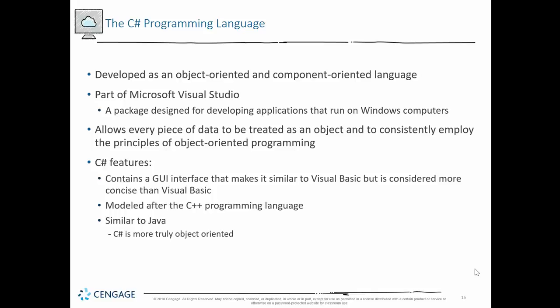C# allows every piece of data to be treated as an object and to use object-oriented programming features. C# features a GUI, or graphical user interface. It's modeled after C++, but it's not the same. It's similar to Java. In fact, I have called C# Microsoft's answer to Java. It says their C# is more truly object-oriented. You can draw your own conclusions after you've learned both languages.